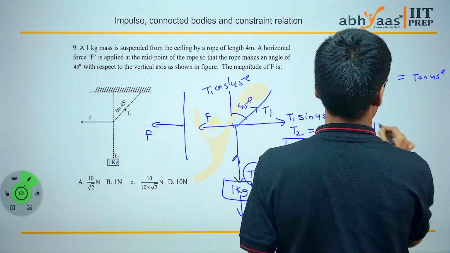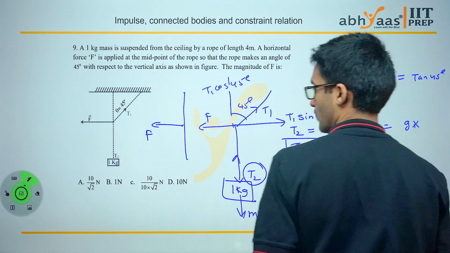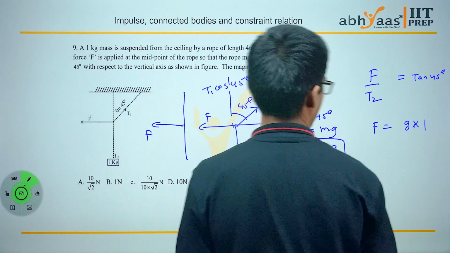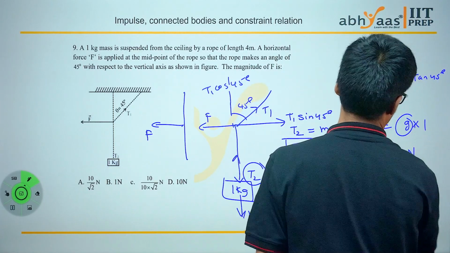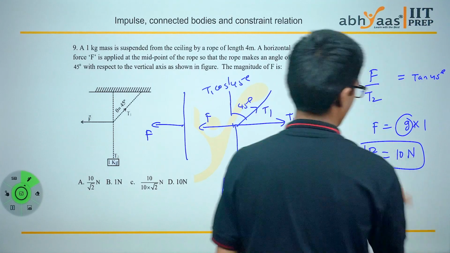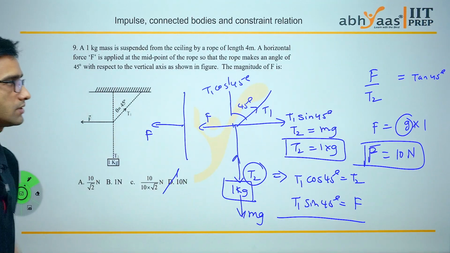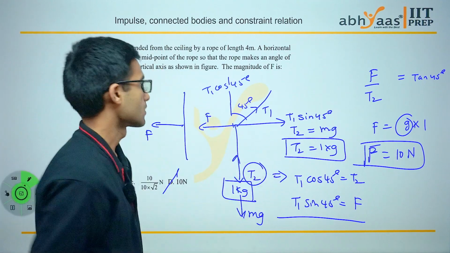So F is equal to T2, that is g into tan 45, which is 1. If you consider g as 10 newtons, F equals g equals 10 newtons. Directly you will get this answer. I just resolved the components into these two parts, so you will get the answer.